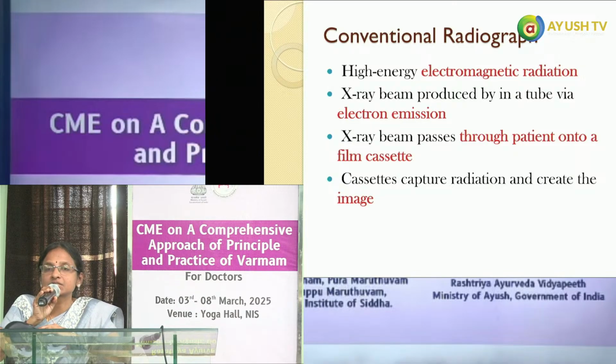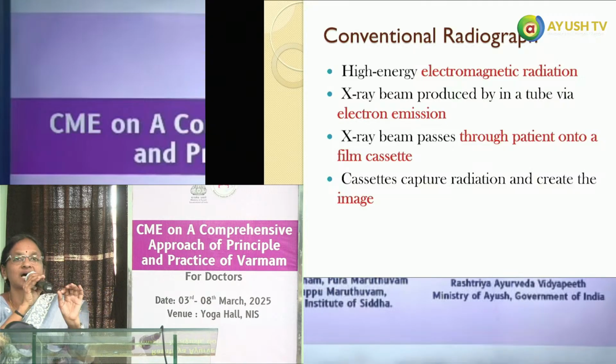So first we will discuss about X-rays. The X-rays are otherwise called radiographs. Radiographs are otherwise X-rays. So here we have three types of X-rays: conventional X-ray, computerized X-rays and digital X-rays. So conventional X-ray is the first X-ray that came. Here it's a high energy electromagnetic radiation. Because it's a high energy electromagnetic radiation, it will cause ionizing radiation. That is its very important drawback.